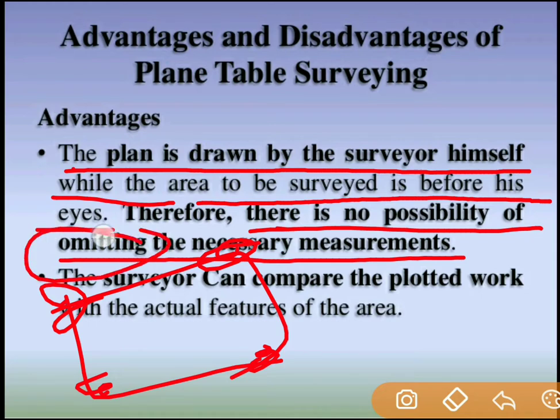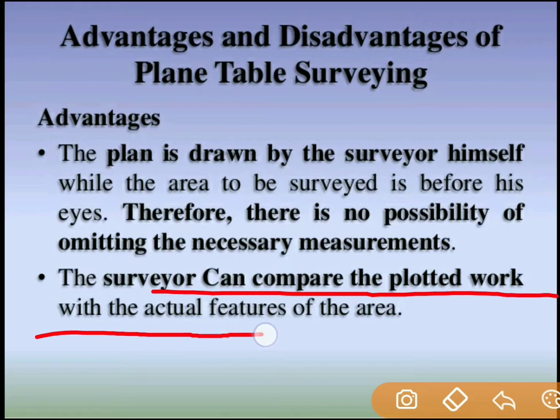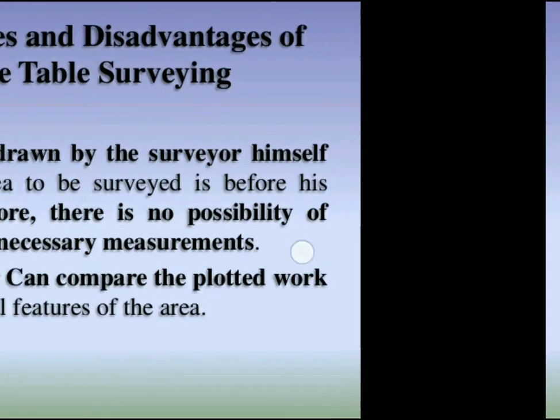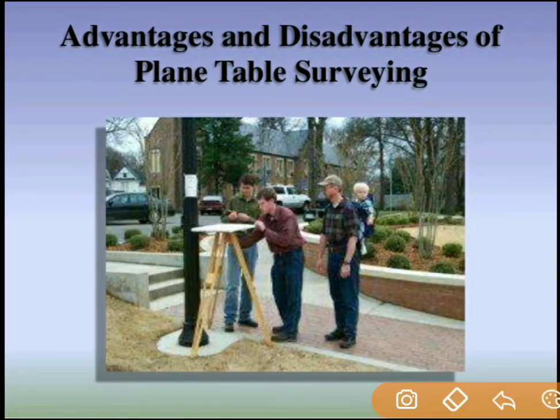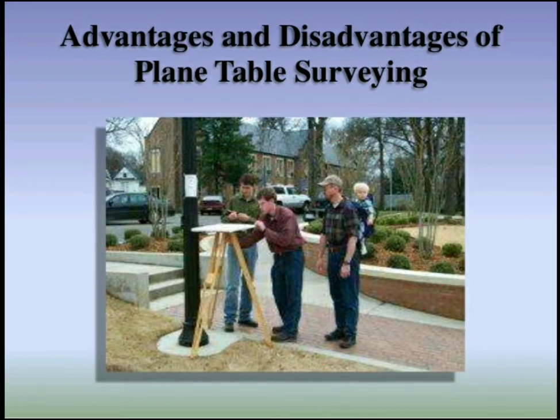What is the meaning of omitting? Omitting means we are not leaving any point. So all points we can directly transfer to the map, right? Here the surveyor can compare the plotting work with the actual features of the area, right? Clear? Right. Next. Look here. Here 2-3 persons are there, right? The surveyor is doing plane table surveying, right?